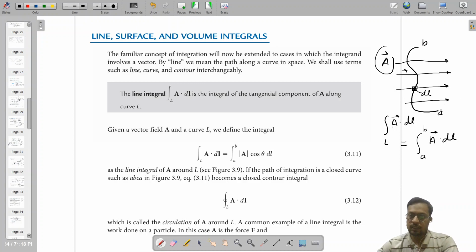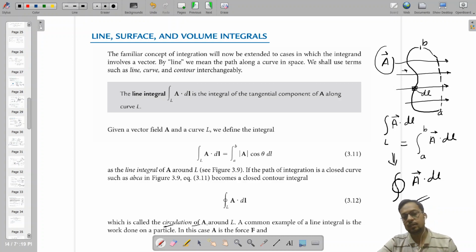Now suppose we connect point A to point B. Now the line is closed. So this integral changes to the closed line integral of vector A along the length dl. The line integral changes from an open path to a closed path. This closed integral is also called the circulation of A. This closed line integral along the length L for a vector A is called the circulation of A around L.